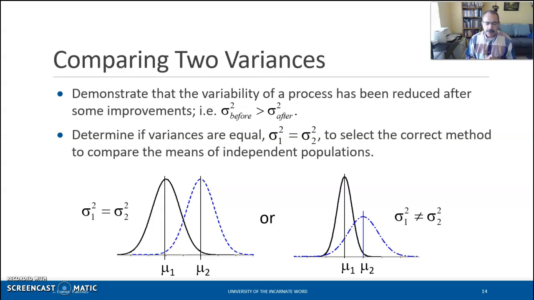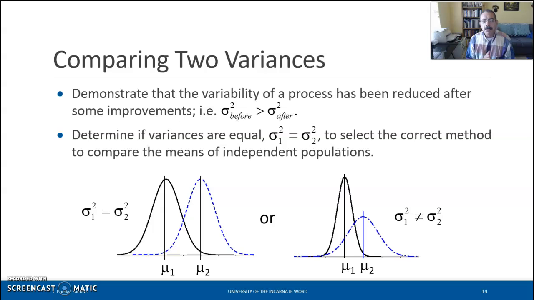Well, two general uses of this test are, first, when you're improving a process. And normally when you improve a process, you want to demonstrate that the variability of the new process is smaller than the previous variability. So in this case, the objective will be to show that the variability before the process is improved is higher than the variability of the process after it's improved. Or in this case, we want to show that the variance before is larger than the variance after.